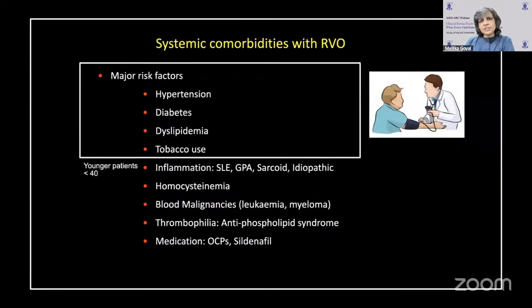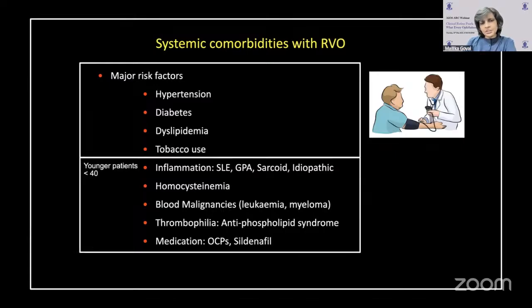When we see a patient with this, the most important thing is to look for what is the cause, which is usually hypertension, diabetes, dyslipidemias, or tobacco use. Patients may not often be aware that they are hypertensive, so check the blood pressure in the OPD. In younger patients, it is more often inflammation, which can be idiopathic, homocystinemia, antiphospholipid syndrome, or medications like oral contraceptive pills or sildenafil, called Viagra.